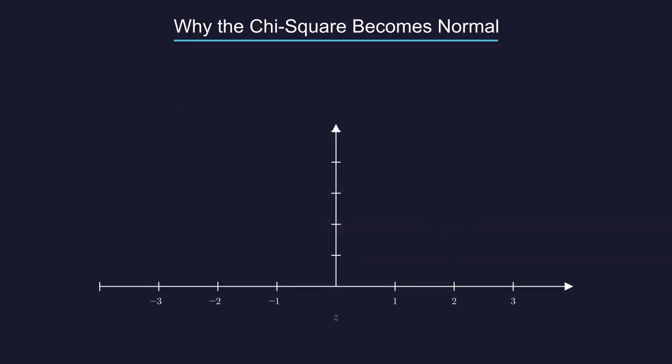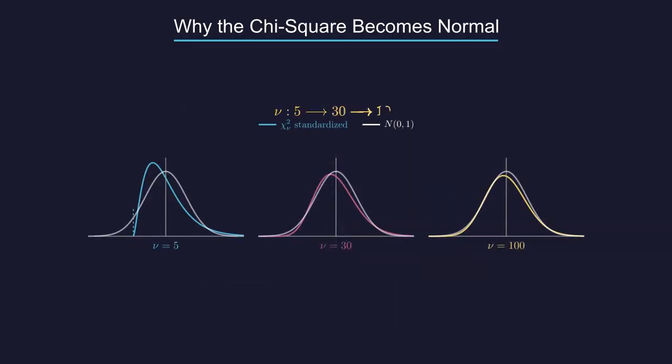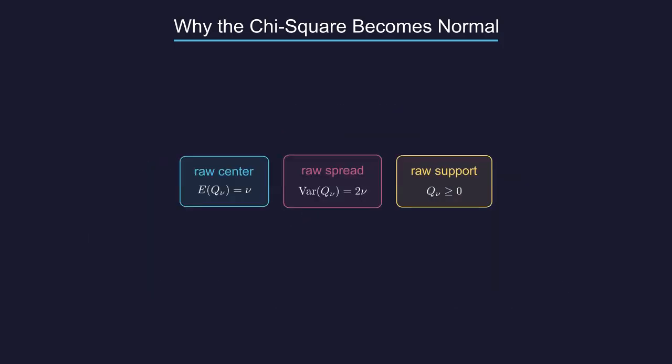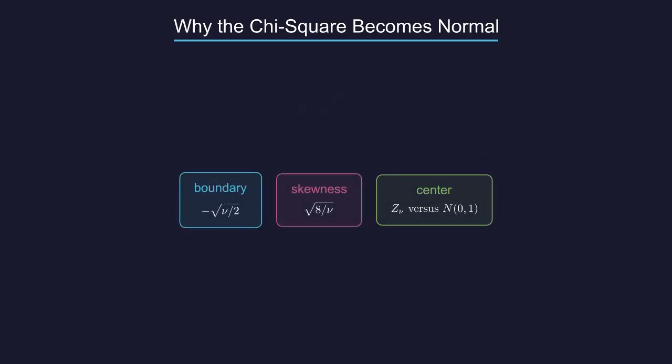Compare chi-square distributions with nu equals 5, 30, and 100 after centering by nu and scaling by the square root of 2 times nu. The goal is to track the standardized boundary, skewness, and central curve rather than comparing raw means.